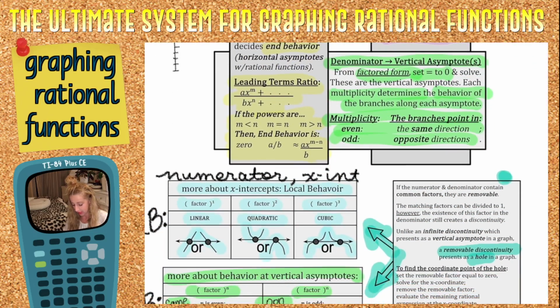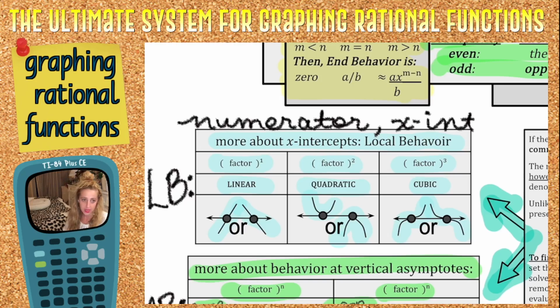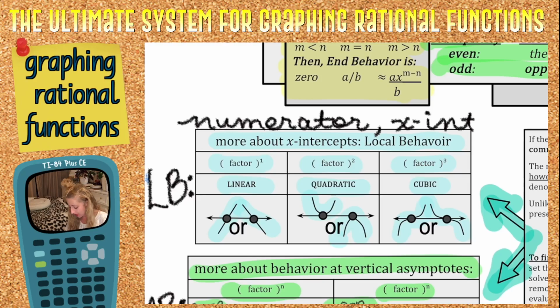Okay, in blue, let's go over here. This is sort of like a footnote regarding the numerator, the x-intercept. LB stands for local behavior. That doesn't mean end behavior. It means what it says, local. It means at the x-axis, how does that intercept behave? It's going to behave like the house it grew up in. The house it grew up in is the factor.